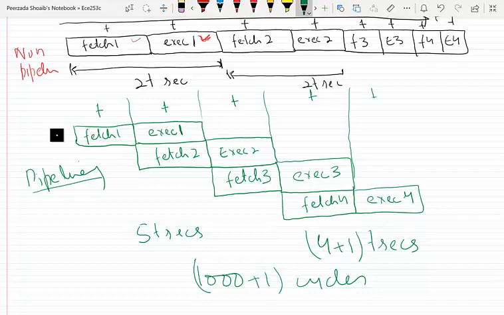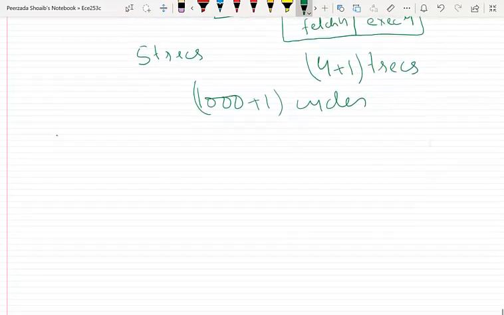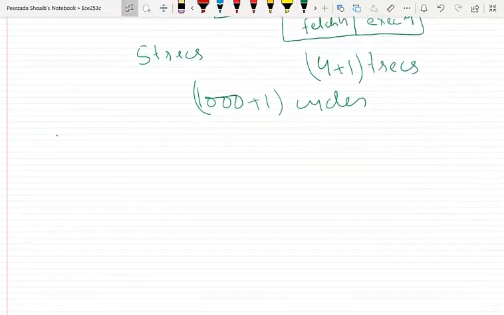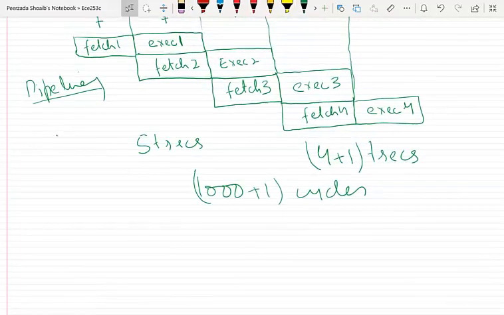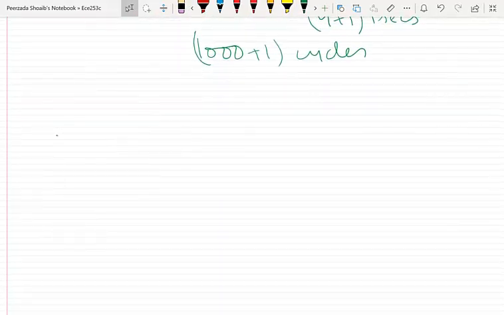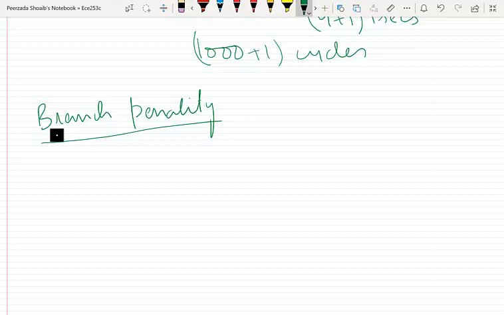Now there is one more thing, the problem with the pipelining. That's not exactly a problem, but sometimes we cannot implement the pipelining, and that is known as branch penalty. Again, let me give an example. This time maybe a real life, real program example.